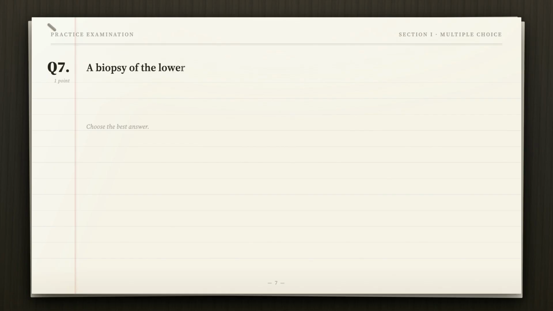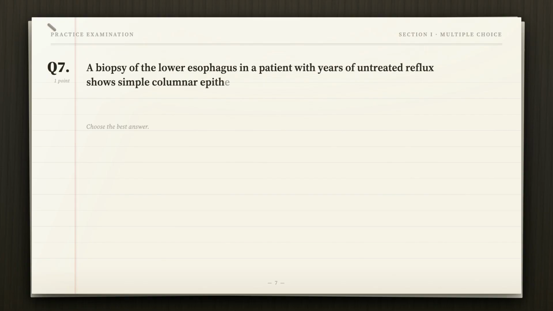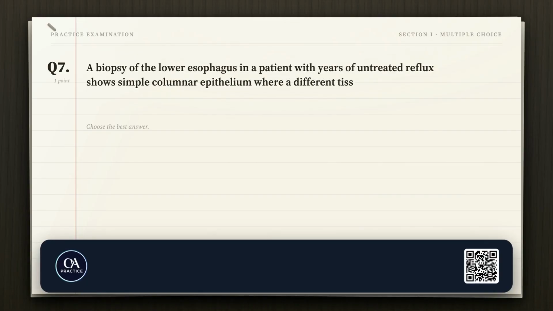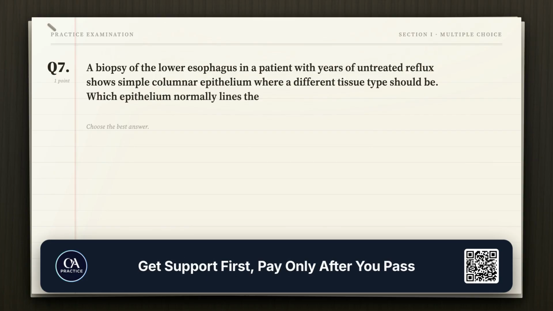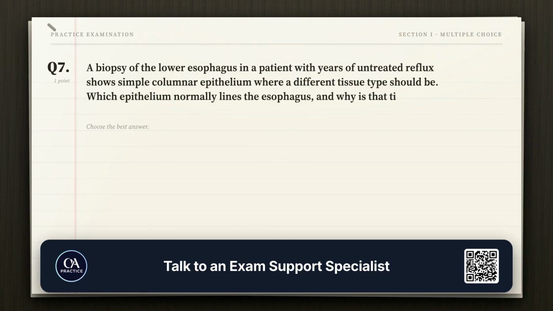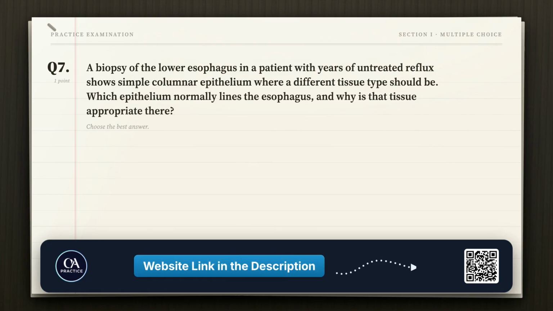Question 7. A biopsy of the lower esophagus in a patient with years of untreated reflux shows simple columnar epithelium, where a different tissue type should be. Which epithelium normally lines the esophagus, and why is that tissue appropriate there?